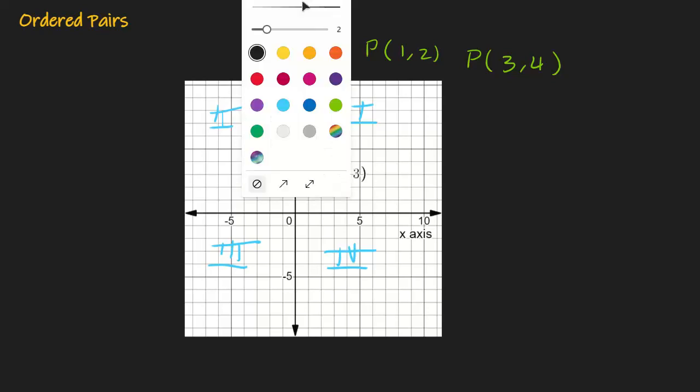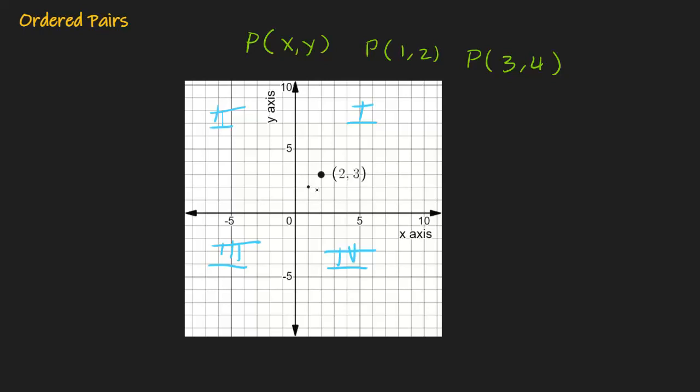We'll have to use a bigger font. So we'll have this right here, 1, 2. And then 3, 4 is going to be right here, right? So this is going to be 3, 4.